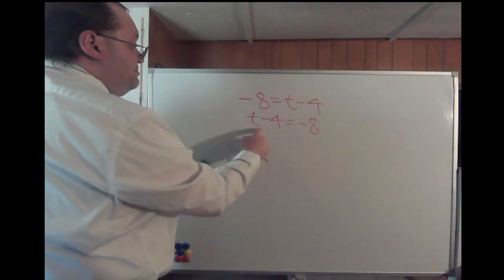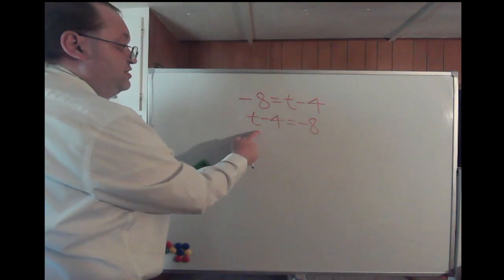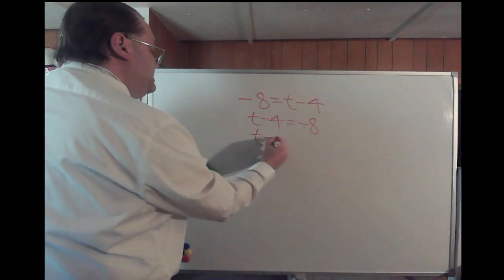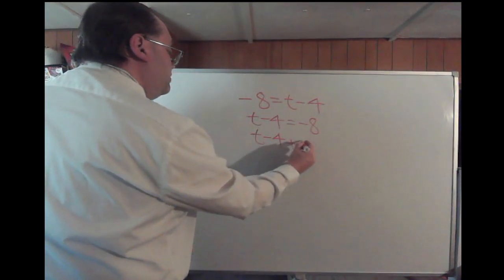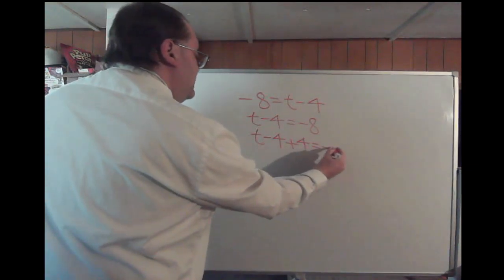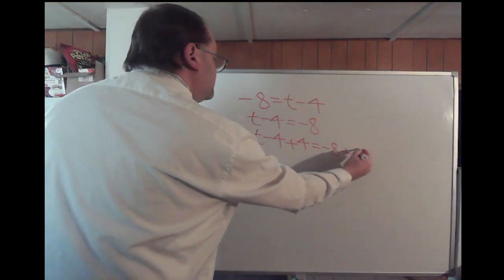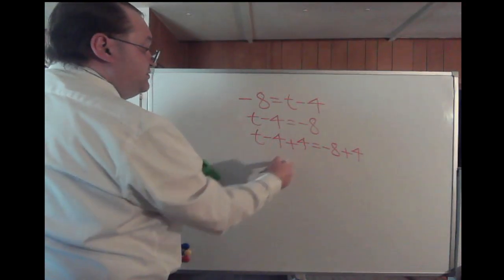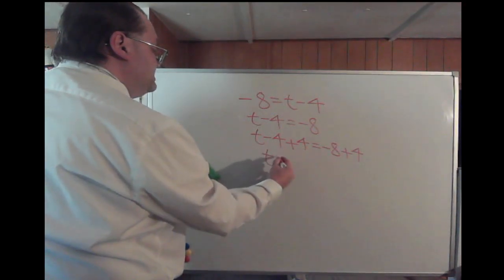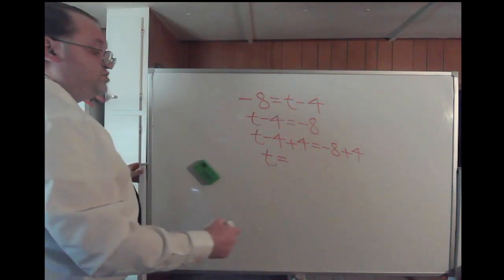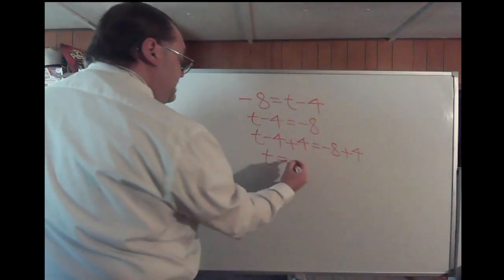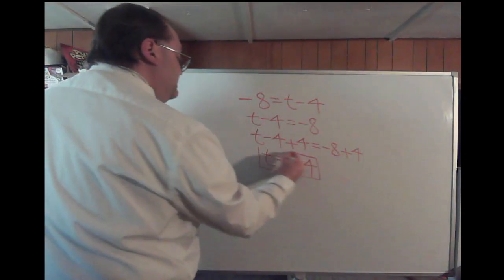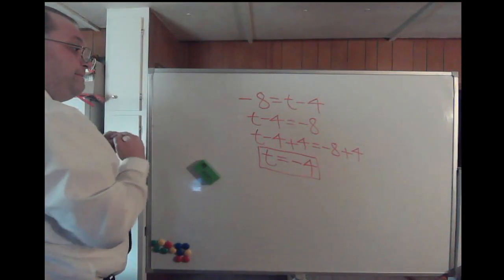Since we have t minus 4, we want to get the t by itself. We have minus 4, it means we need to add plus 4. So you'll have t minus 4 plus 4 is equal to negative 8 plus 4. Since we did that to the left side, we got to do it to the right. So negative 4 plus 4, that's 0, leaving t by itself. T is equal to negative 8 plus 4, which would happen to be negative 4. So the answer to t would be negative 4.